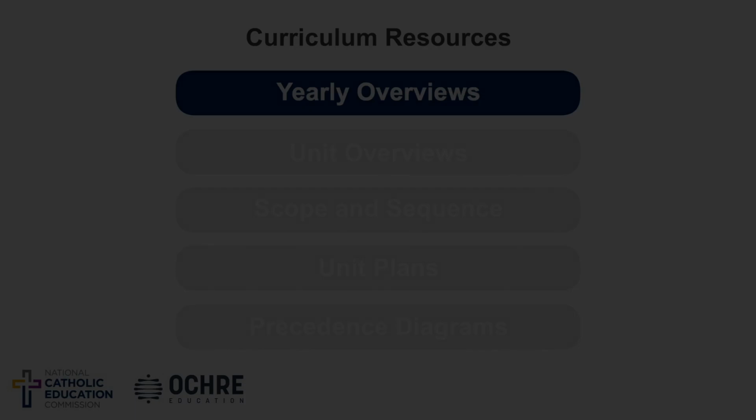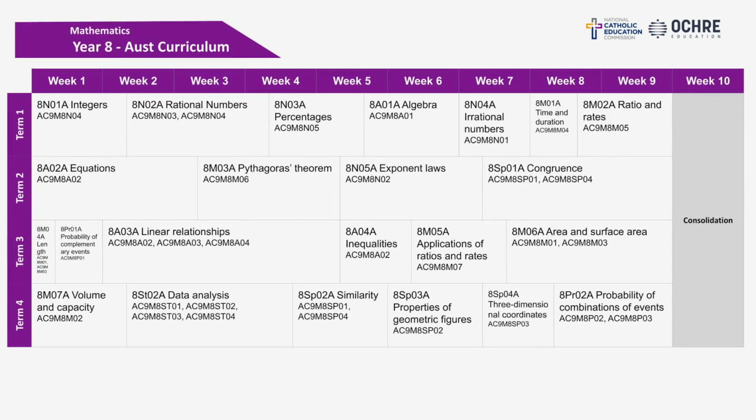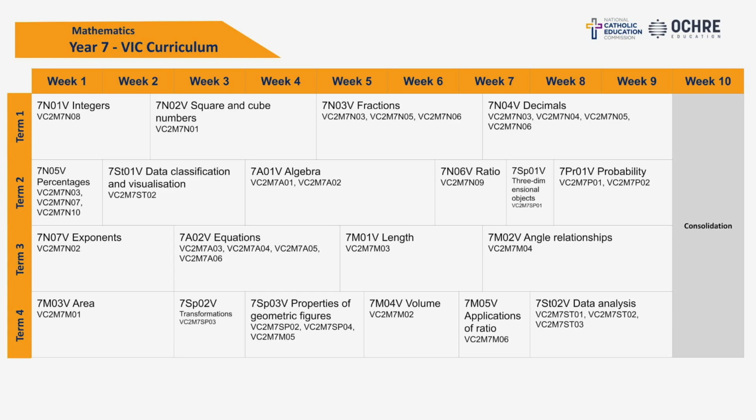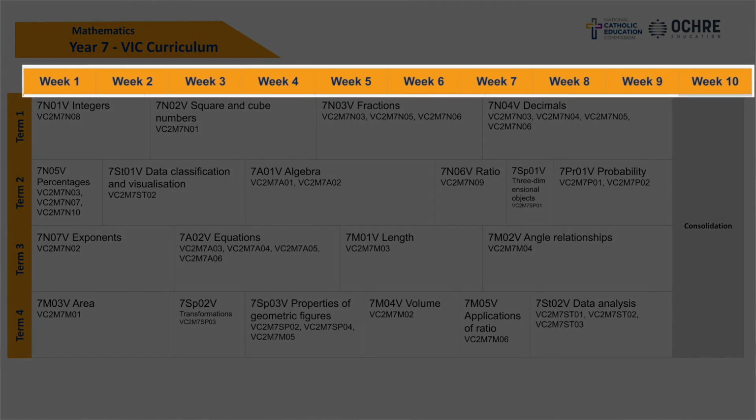The yearly overview is an overview of the units to be taught over the course of a year, including the duration and curriculum focus of each unit. The yearly overview serves as your roadmap to plan your curriculum for the year, ensuring a logical and structured progression of topics. Like all elements of the curriculum resources, it is adaptable for your school context. On the yearly overview, each topic is broken down by each week of each term.